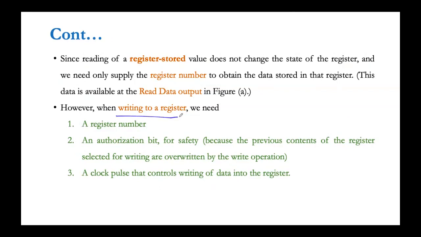However, when writing to a register, a few things need to be identified: the register number, that is your R1, which we identified. Then an authorization bit. The authorization bit indicates that if data is already there in R1, it can be overwritten. And then the clock pulse that controls the writing of the data into the register.